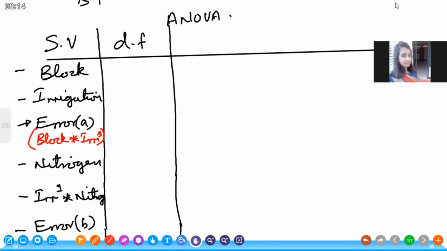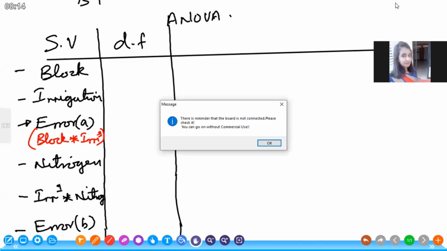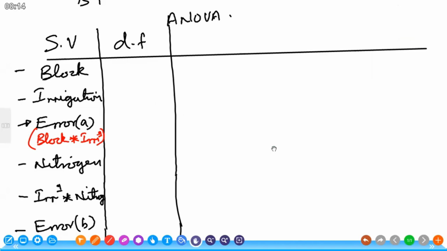Yes, R minus 1 for block. Here we'll have to give in numbers. R minus 1 is the block degrees of freedom. I need in numbers. What is the degrees of freedom for block? 3 minus 1. C minus 1? 3 minus 1.